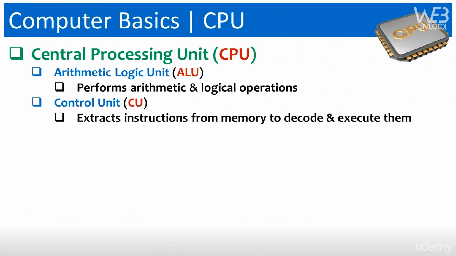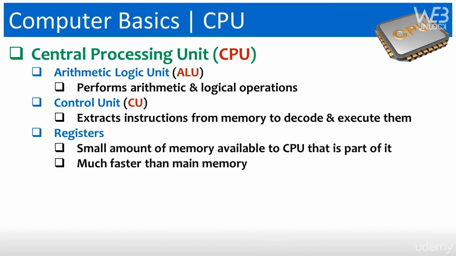The CPU is composed of the following components. First of all, something called ALU, Arithmetic Logic Unit, responsible for performing arithmetic and logical operations. Addition, subtractions, and comparison is done by the ALU. The second one is called the Control Unit. This one extracts instructions from memory and tries to decode and execute them.